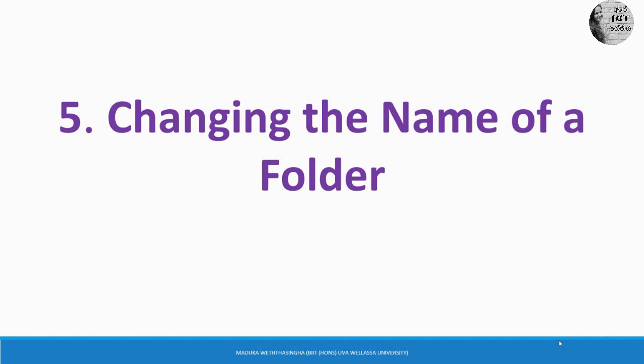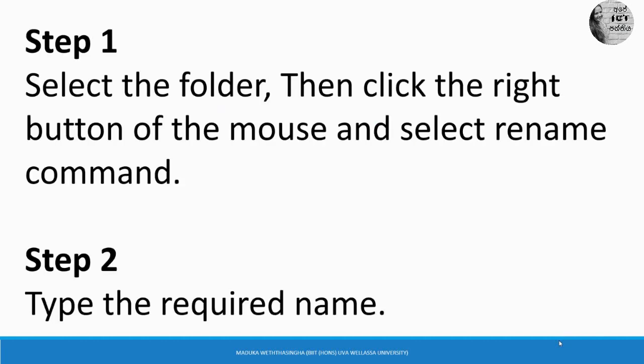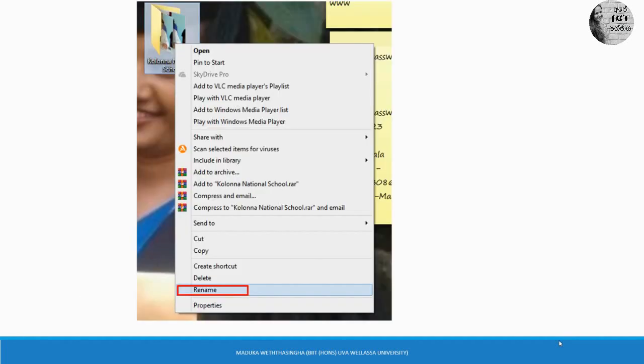How to change the name of the folder or a file? First step is select the folder, then click the right button of the mouse and select the rename command. Type the required name.